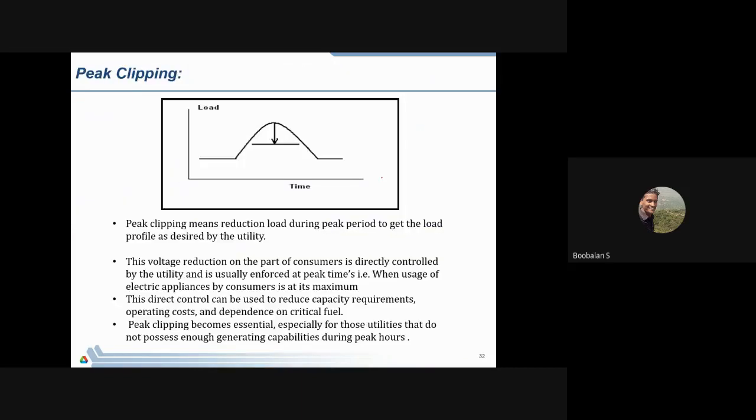So the first thing is peak clipping. You may have come across this in our previous semesters. So what exactly is peak clipping? If a load curve looks like this, the peak is this area, which occurs around this time period.